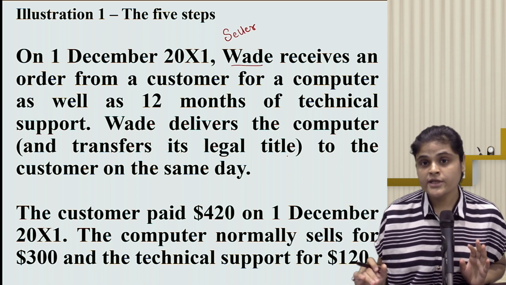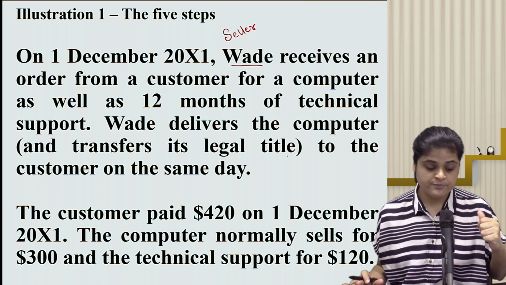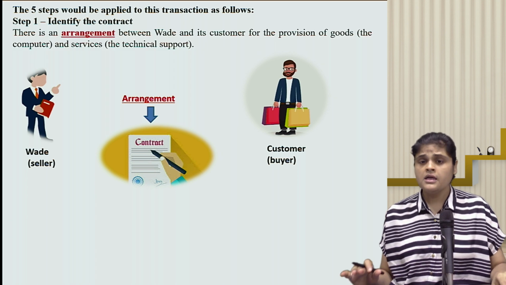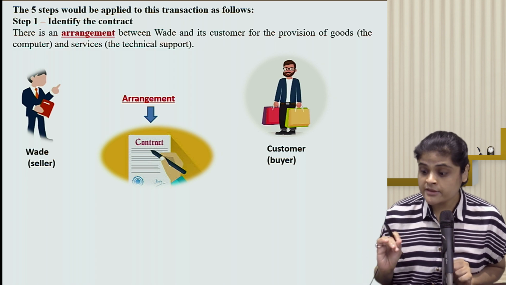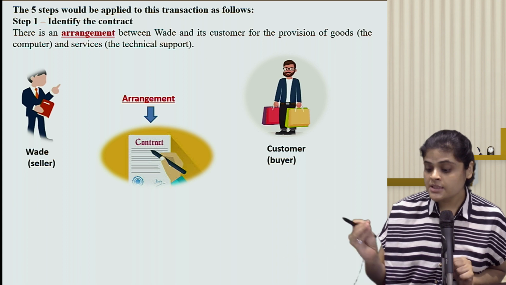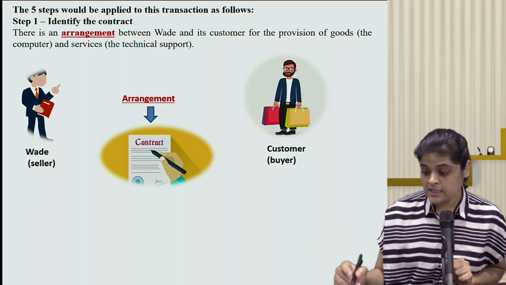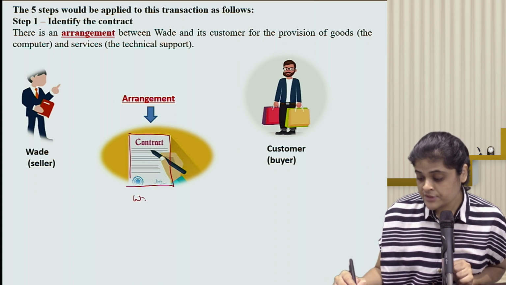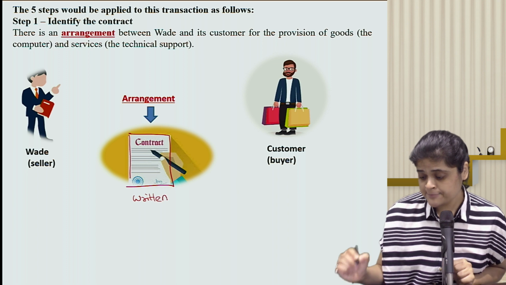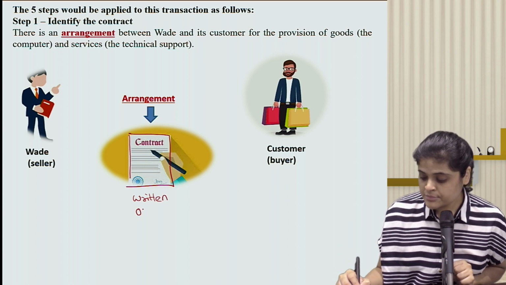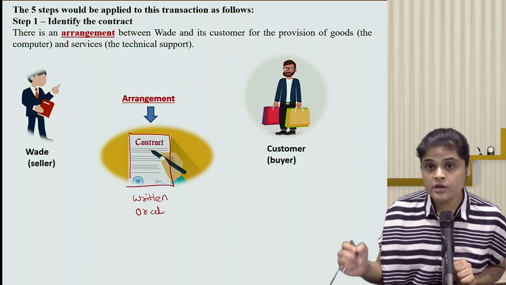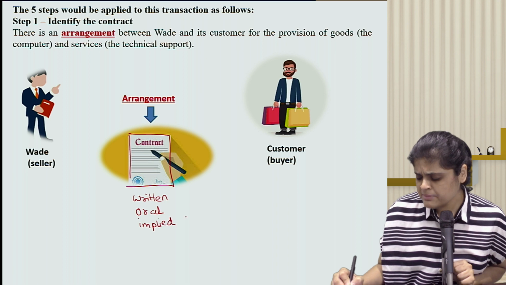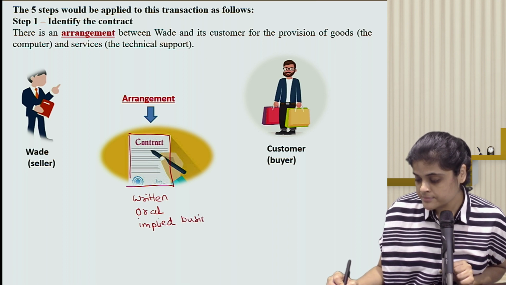Let us evaluate the situation in the 5 steps that we just discussed. The first step is to identify the contract. Yes, here we need to identify whether there is an arrangement between the seller and the buyer. Clearly, yes, there is a contract. Now, this contract can be written, there could be a written contract, or this contract can be oral, or this could be implied based on business practices, business customs.